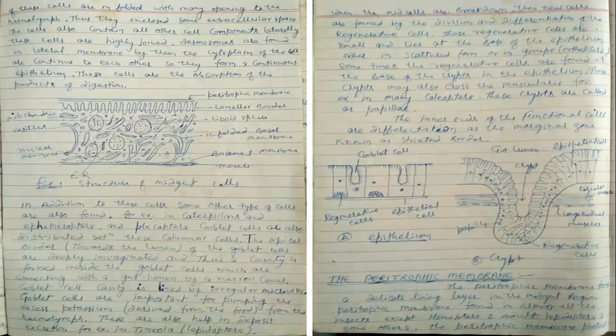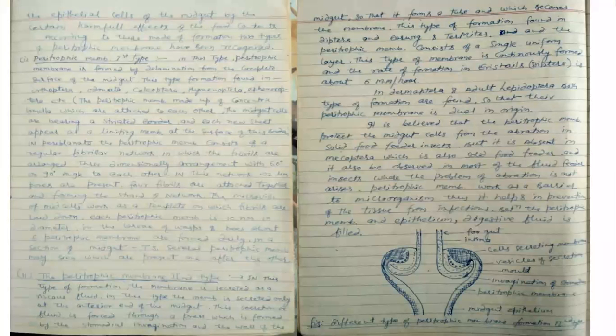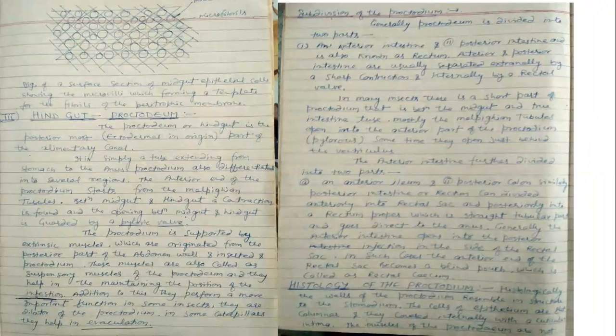The peritrophic membrane works as a barrier to microorganisms, thus it helps in preventing infection of the tissue. Between the peritrophic membrane and the epithelium, digestive fluid is filled. This is all about the midgut.